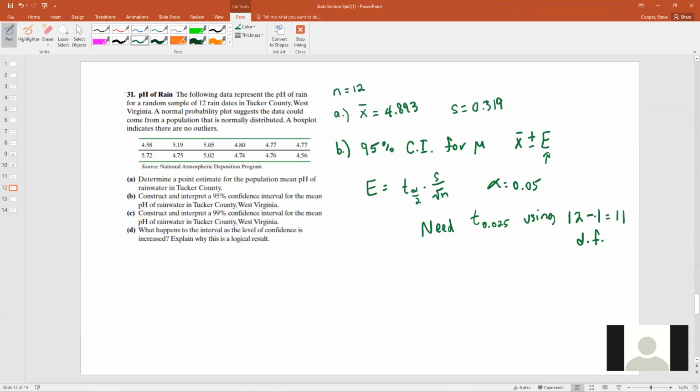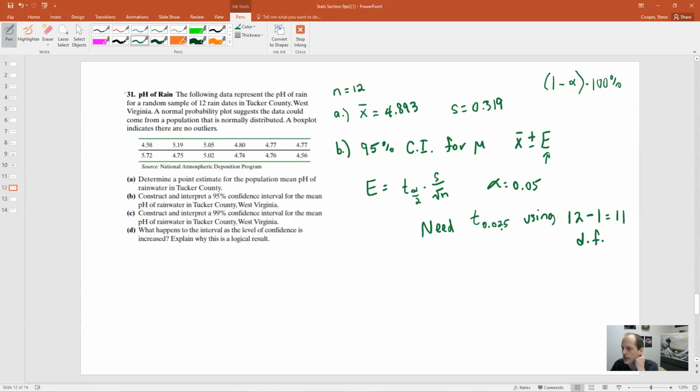Mr. Cooper? Yeah. Where did you get the alpha 0.05? Okay, so they asked for a 95% confidence interval. And remember that that comes from 1 minus alpha times 100%. Oh, okay. So we have to plug in 0.05 in order to make that 95%. It's just the complement of this in decimal form. All right. The next question is going to ask for 99%. That's going to change our alpha to 0.01, but we'll do that later.